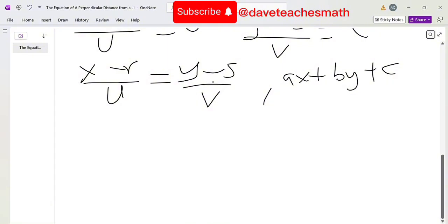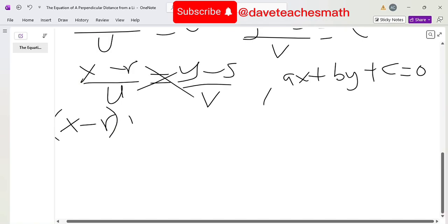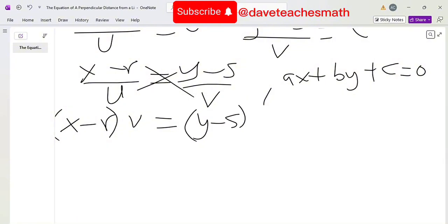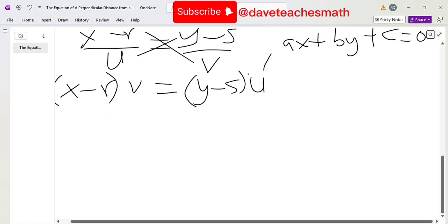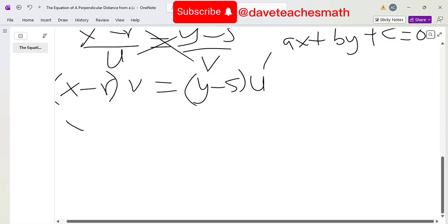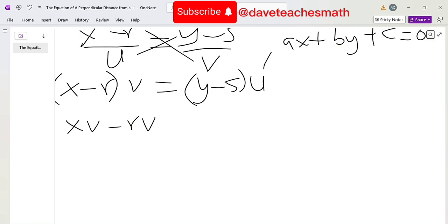Alright, so we are going to make sure that everything comes to the left hand side because it should be equal to 0. But before that, we can cross multiply. So we have (x - r) times v is equal to (y - s) times u. Now let's expand further. So we have xv - rv = yu - su.